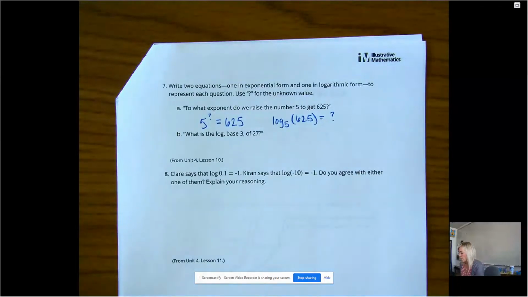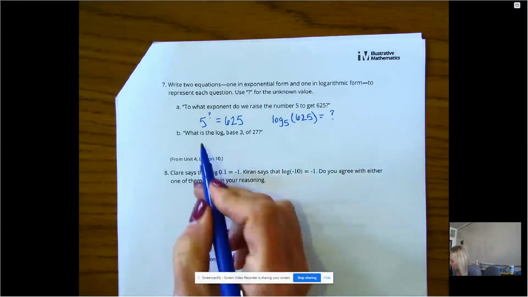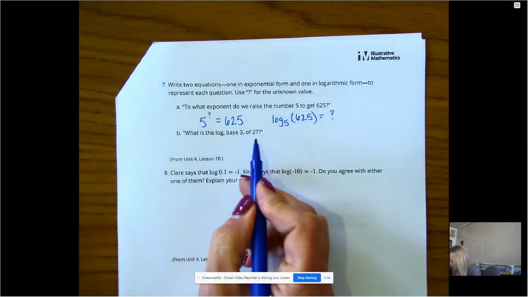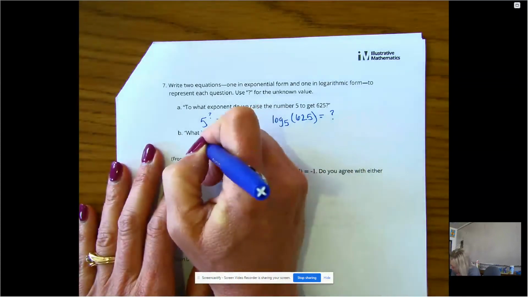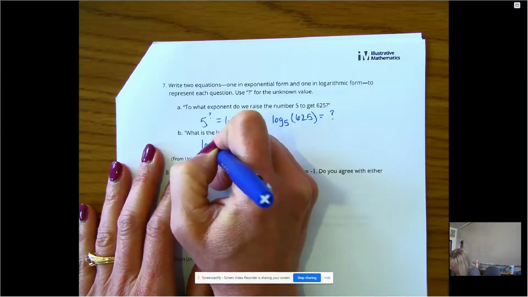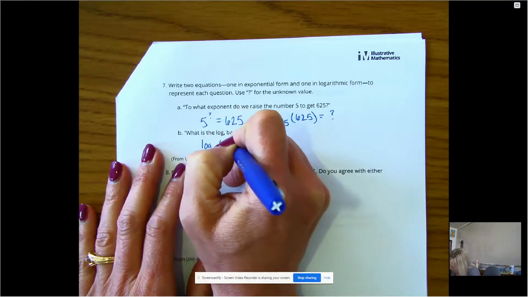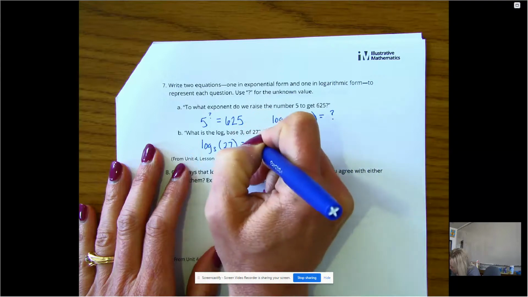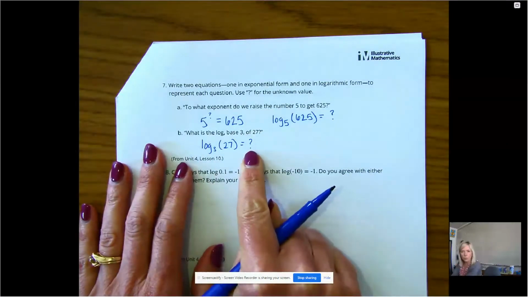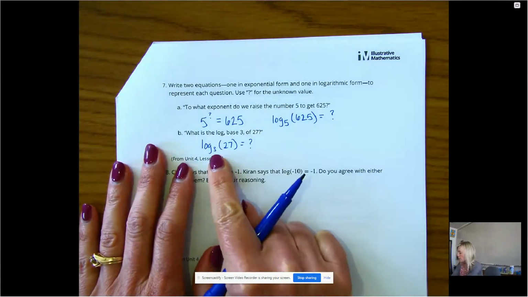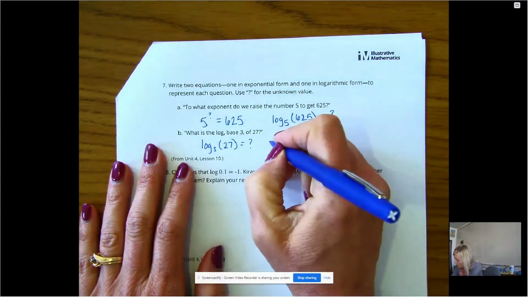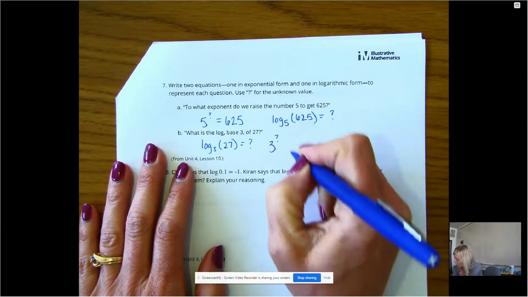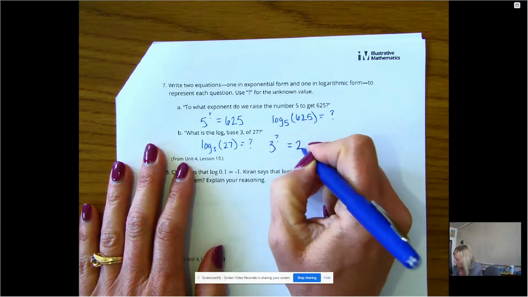And for part B, what is the log base 3 of 27? The log base 3 of 27 equals question mark. Again, this question mark is the exponent. This 3 is the base, so in exponential form, 3 to the question mark equals 27.